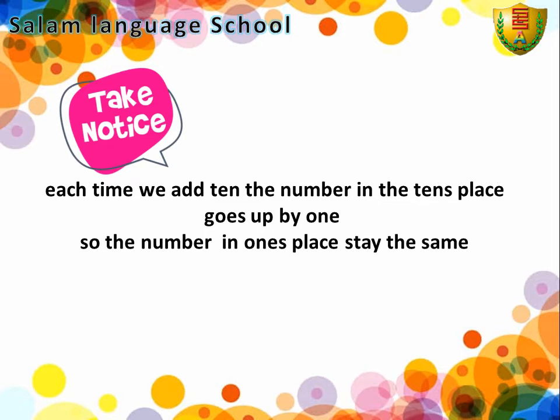Each time we add 10, the number in the tens place goes up by 1, and the number in the ones place stays the same. 6, 16, 26, and 36. The number in the tens place goes up by 1. We have 1, then 2, then 3 in the tens place, but we have 6 in the ones place.